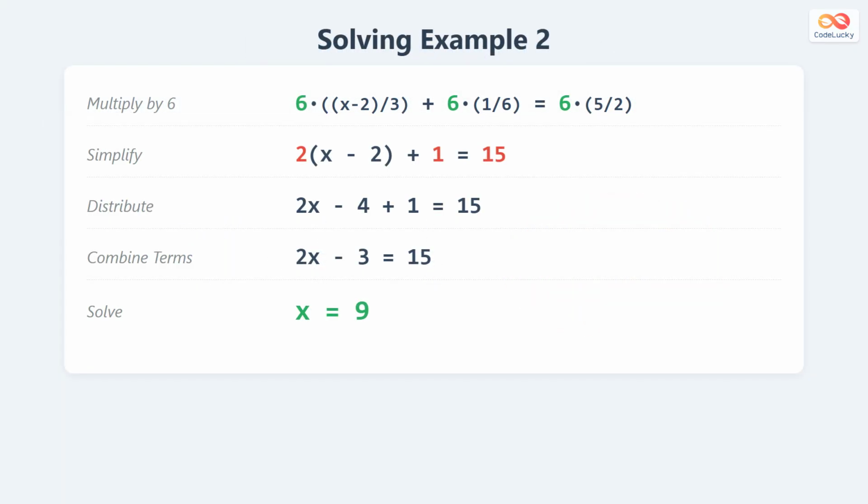For the first term, 6 divided by 3 is 2, so we have 2 times the quantity x minus 2. 6 times 1/6 is just 1, and 6 times 5 halves is 15. After distributing the 2, we get 2x minus 4 plus 1 equals 15. From there, it's simple algebra to find that x equals 9.